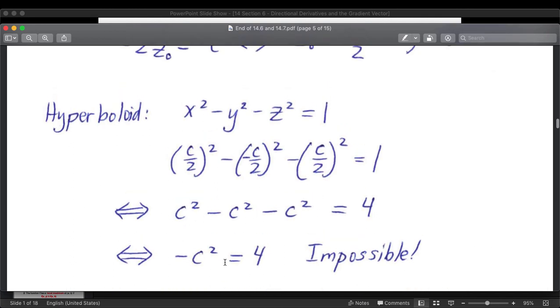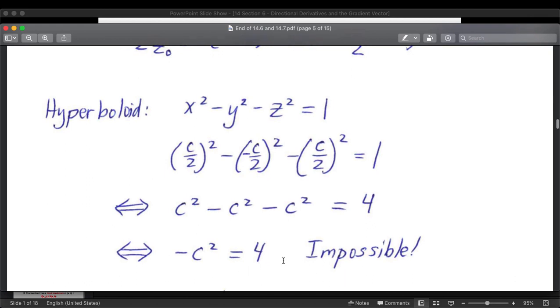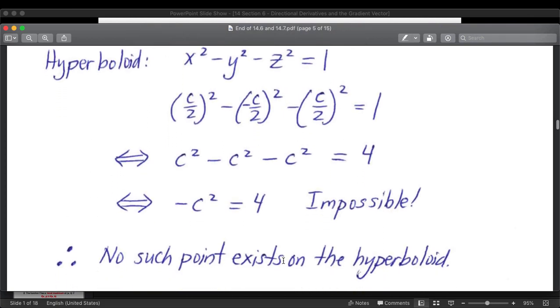We end up with negative c squared equals 4, which is obviously impossible. This can't happen. Because this can't happen, we can make the final declaration that no such point exists on the hyperboloid.